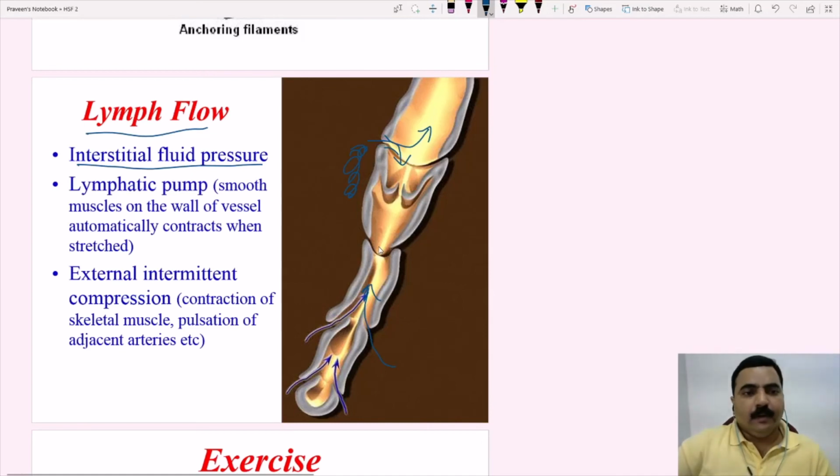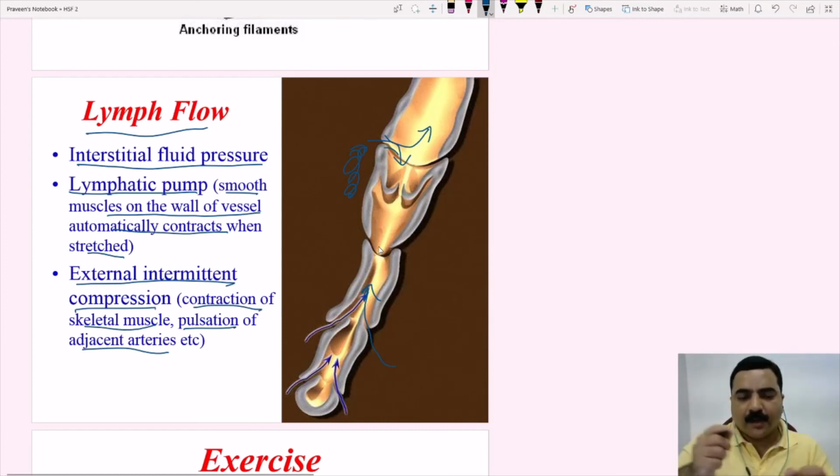Towards the blood vessel, upward. Okay, and then the lymphatic pump: the smooth muscles on the walls of the vessels automatically contract when stretched. There's a property so that the fluid does not accumulate, they undergo contraction and the fluid keeps moving upward. And then external intermittent compression, by the contraction of the skeletal muscles and the pulsation of the adjacent arteries. Same way as for the venous return we have discussed, you need the contraction of the skeletal muscle. Same way for the lymphatic transmission also you need that.